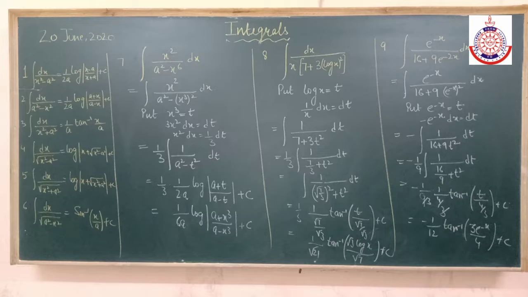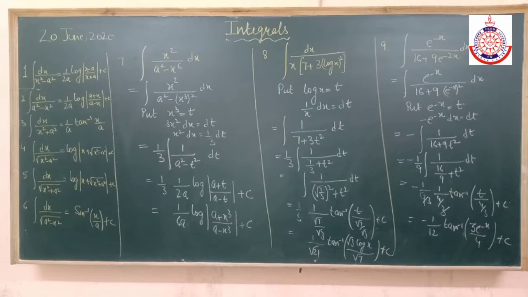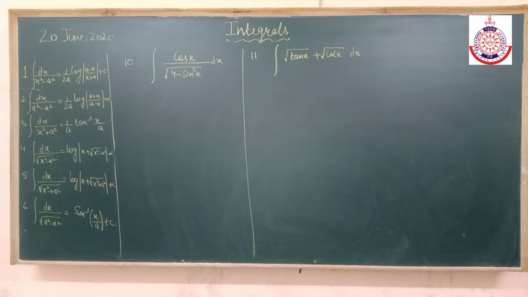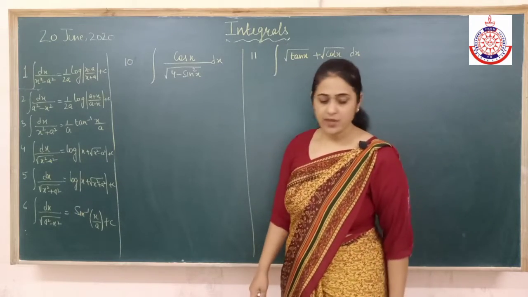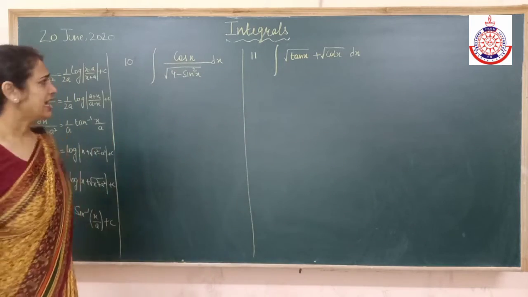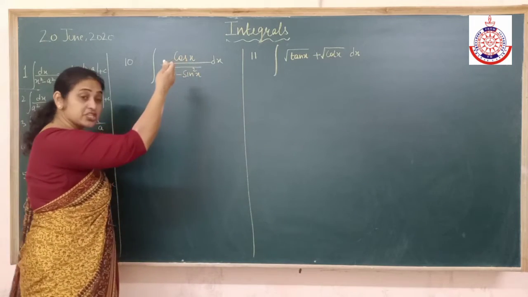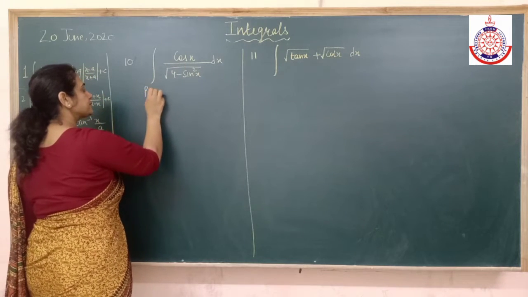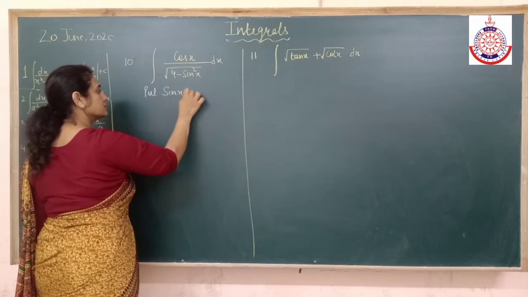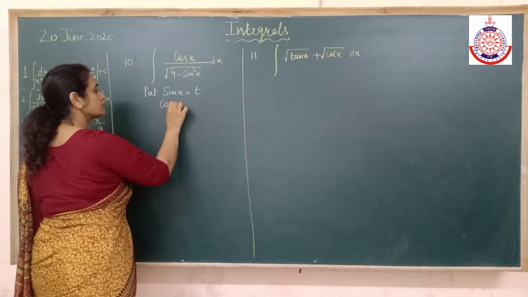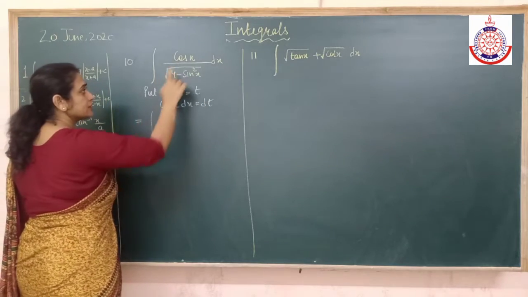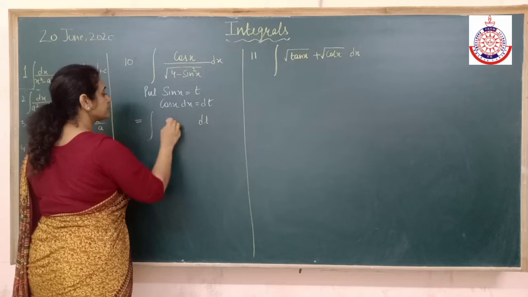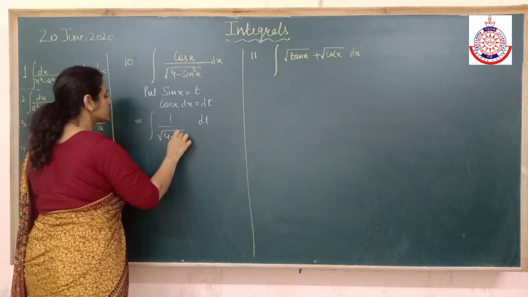You have to just think what to substitute, where to substitute, and how to substitute. Let's see the next example, the 10th one. Cos x upon under the root 4 minus sine square x dx. So it's very clear from the question. If I see, I have to substitute sine because sine's differentiation is given cos. So I'll put sin x equals t, so it becomes cos x dx would be dt, 1 upon under root 4 minus t square.